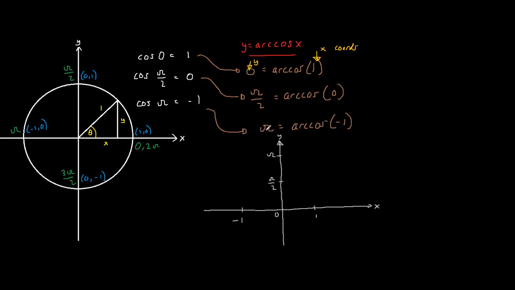Alright, using this information up here, we can now plot this graph below. So when x is 1, y is 0. So I'm going to put a dot here. When x is 0, y is pi over 2. So put a dot here. And when x is minus 1, y is pi. So we'll put a dot up here. Now let's connect the dots.